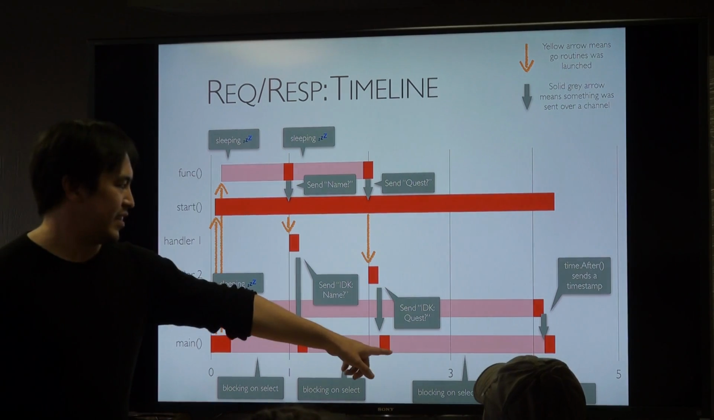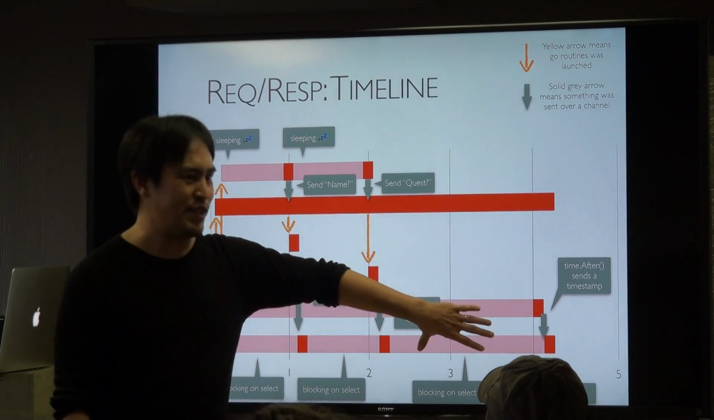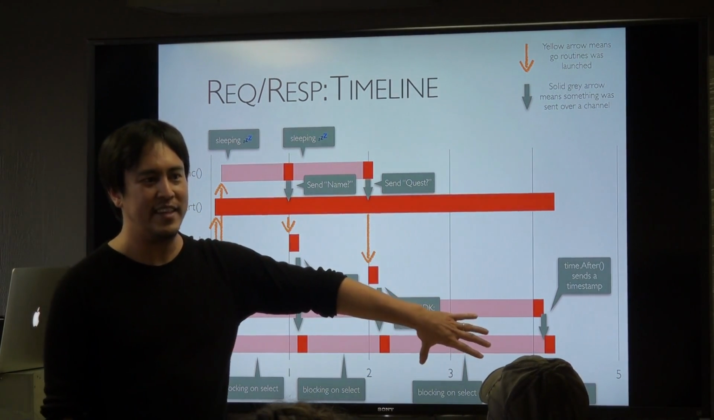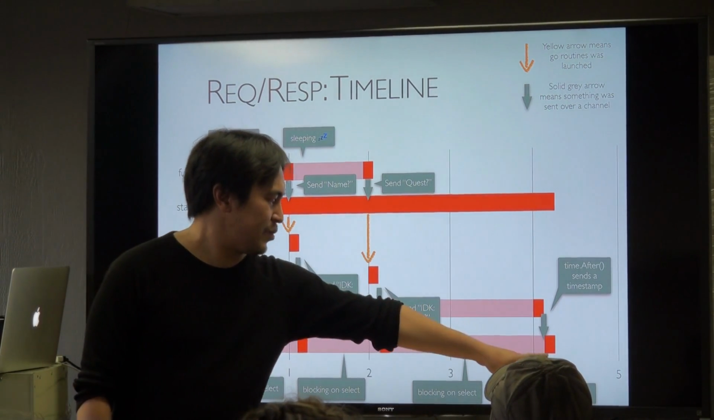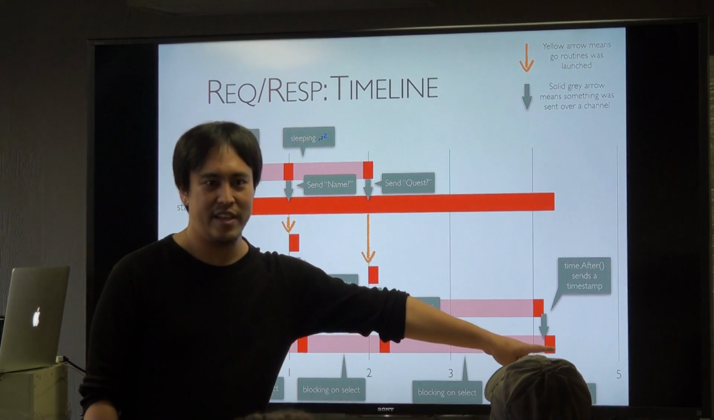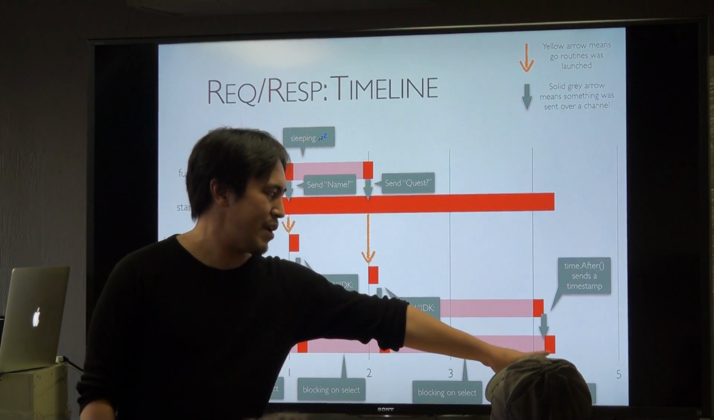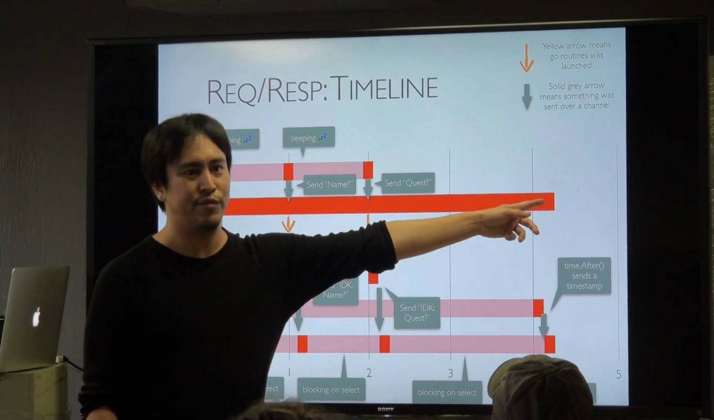But anyways, what actually happens here is, since no one's asking, it just kind of chills out for a while, and then eventually it times out, and that's when it gets a timeout. Main prints timed out and main returns, and at that point the server is also terminated.